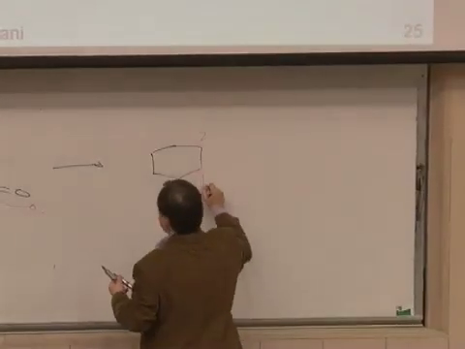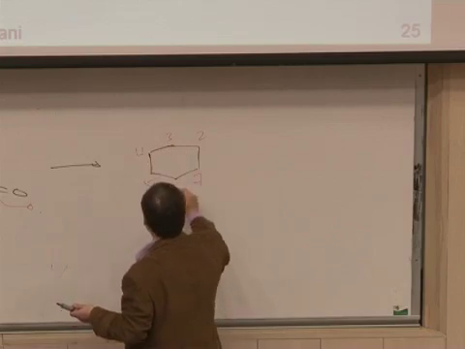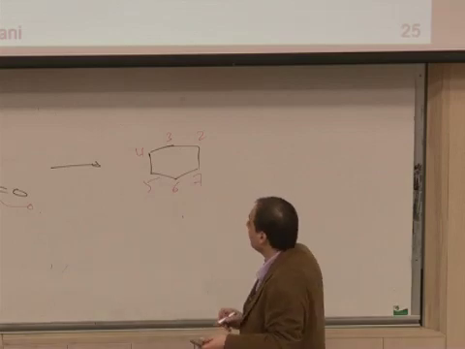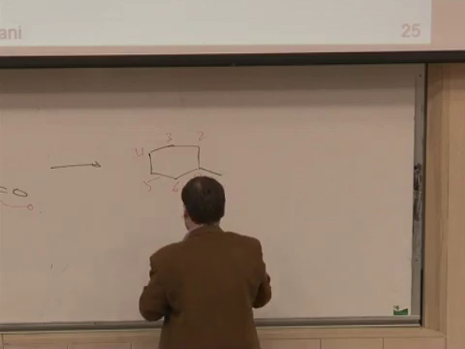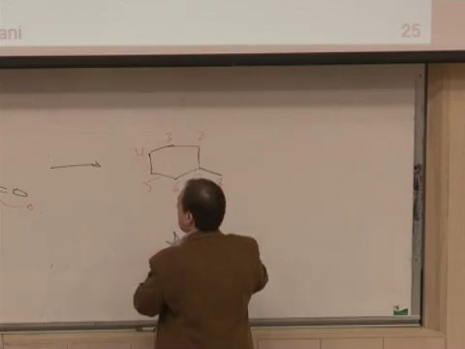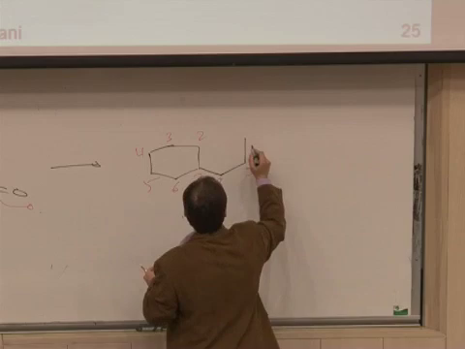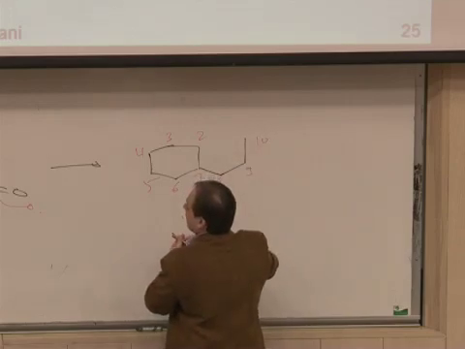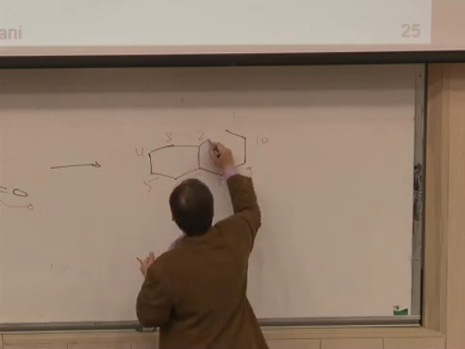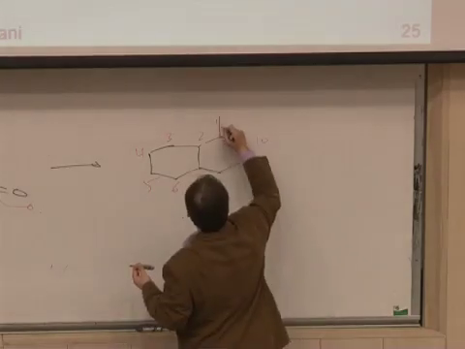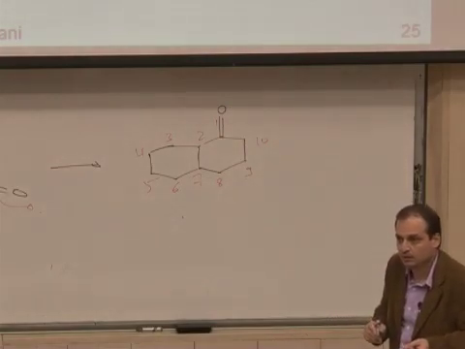You are having 2 attached to 7, 2 is attached to 3, 3 attached to 4, 4 attached to 5, 5 attached to 6. Then 7 is attached to 8. 8 is attached to 9. 9 is attached to 10. 10 is attached to 1. And 1 is attached to 2. Now I have a double bond over here. And what do I have at 7? O minus.